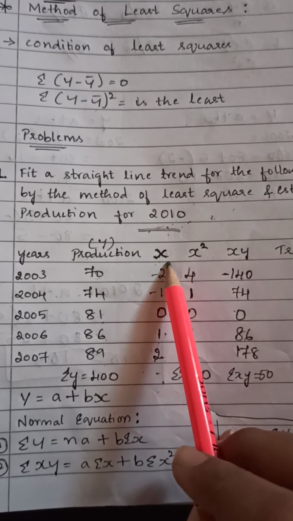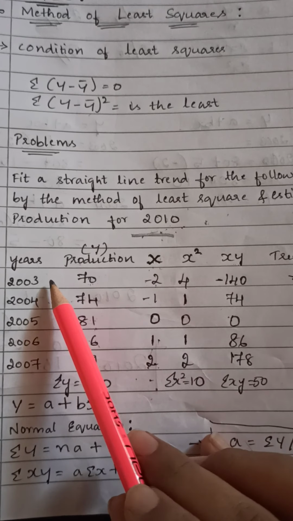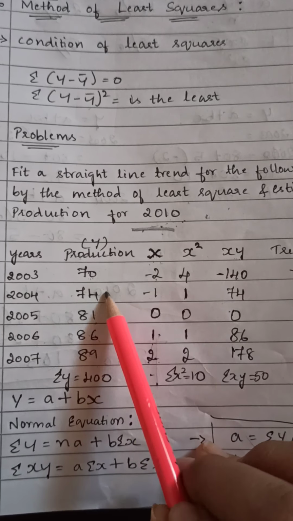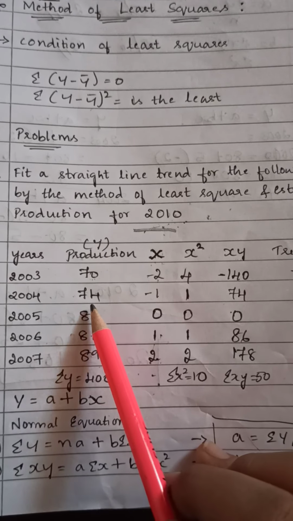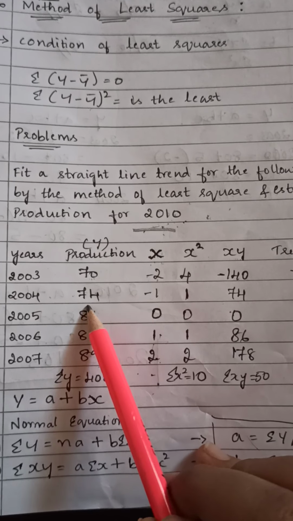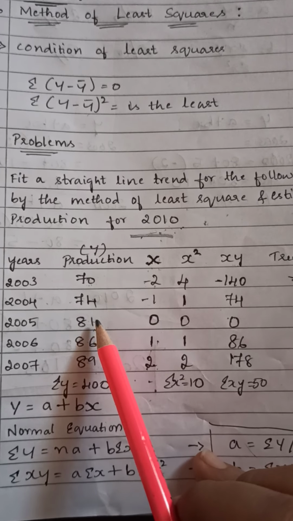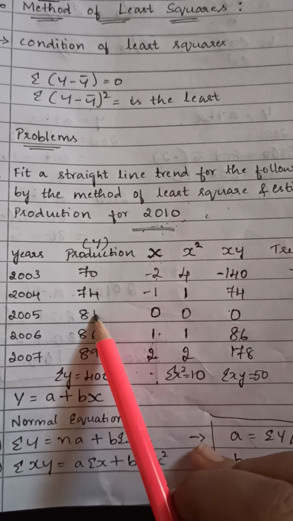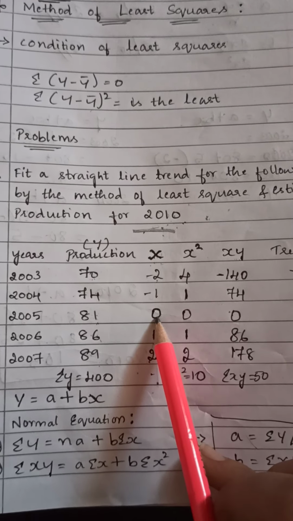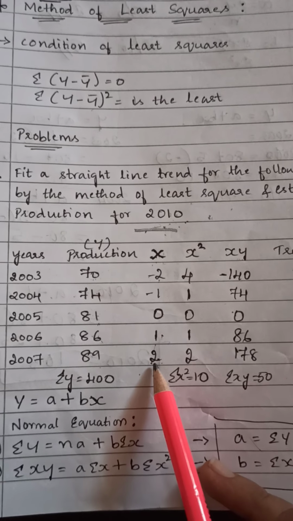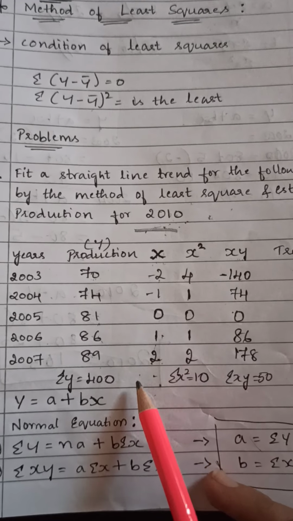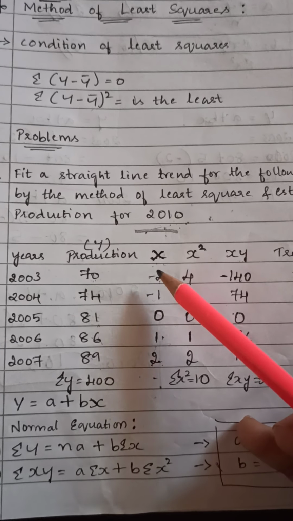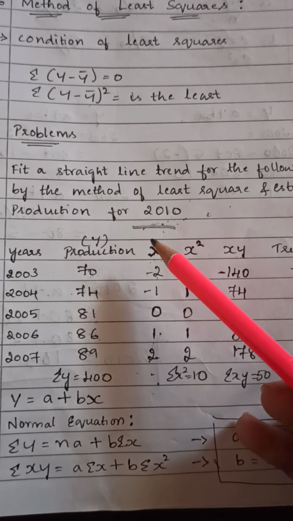How to write the x values here? See here, 1, 2, 3, 4, 5. They have given 5 years of production. So we have to write 0 for the middle number. Here there are 5 values, and the middle number is the year 2005, so we write 0 for it. Then downwards we write positive natural numbers, that is 1, 2, and upwards we write negative natural numbers, that is minus 1, minus 2, and so on.